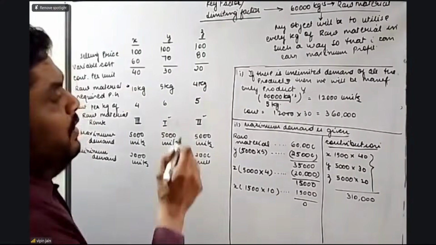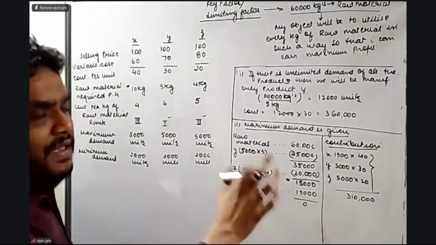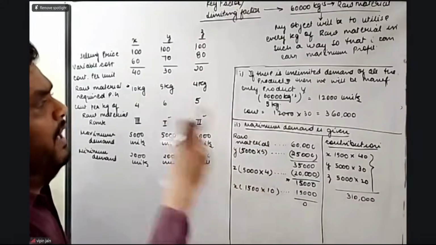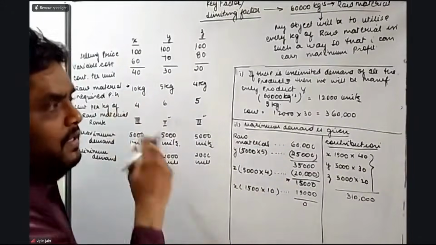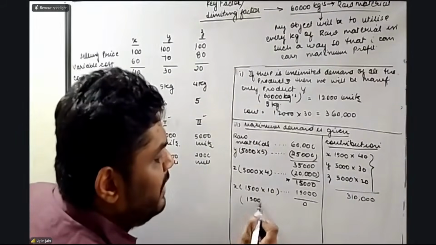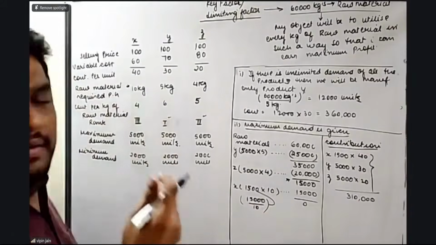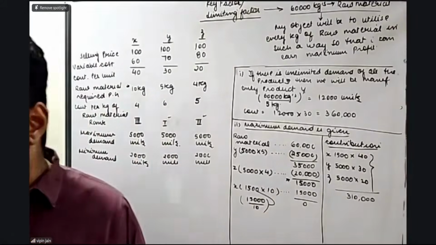Mehak, see, total raw material, how much do we have? 15,000 kgs now. 15,000 kgs we have in our hand, and one unit requires 10 kgs. So how many units will we manufacture? 1,500 units. I hope it is clear, Mehak.